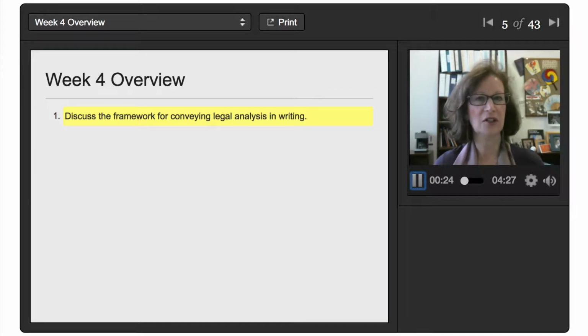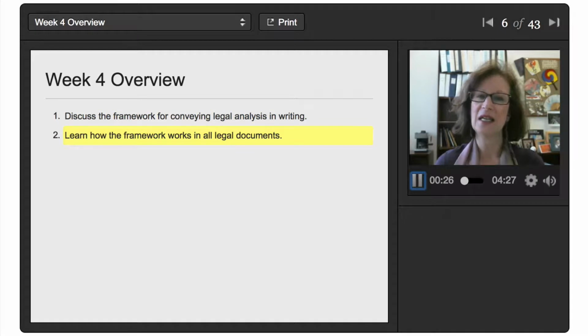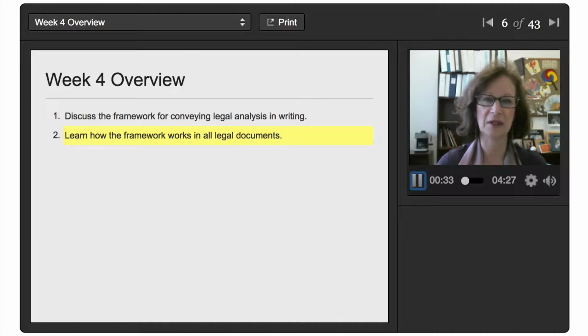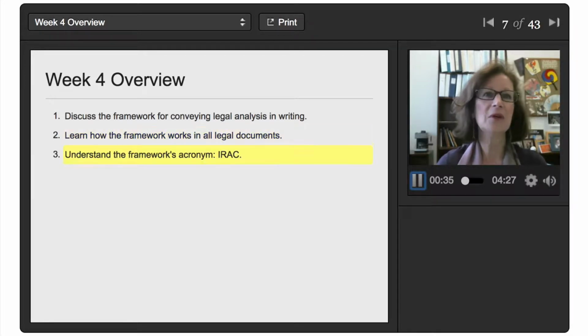And the framework we're going to talk about for a few minutes today is incorporated in all legal documents so that there's a predictable format for such documents. And the framework we're going to talk about has an acronym, IRAC, I-R-A-C. So let's talk about this for a few minutes.